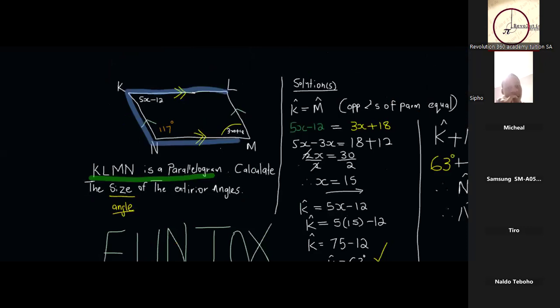You'll say angle N plus angle M is equal to 180 degrees. You know why? It's because KN is parallel to LM, hence co-interior angles are supplementary. So you say N plus M is equal to 180. Co-interior angles are supplementary. Then you substitute 117 in the place of N. You still get M being 63 degrees. Any question? No question, Miss.